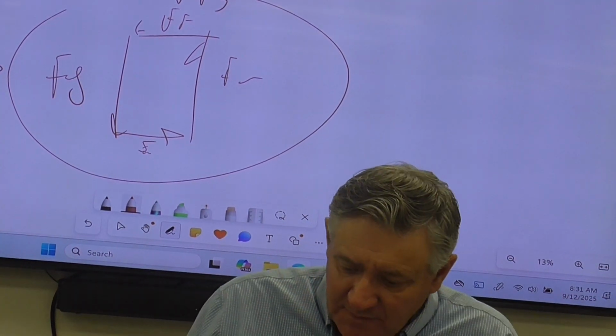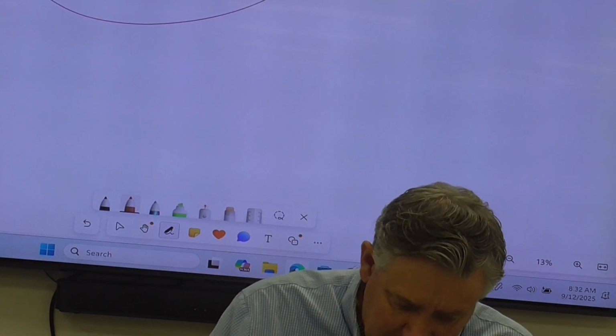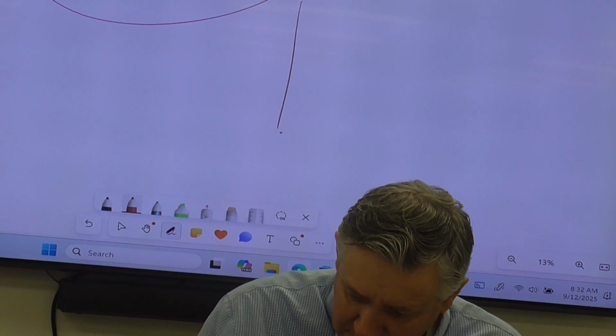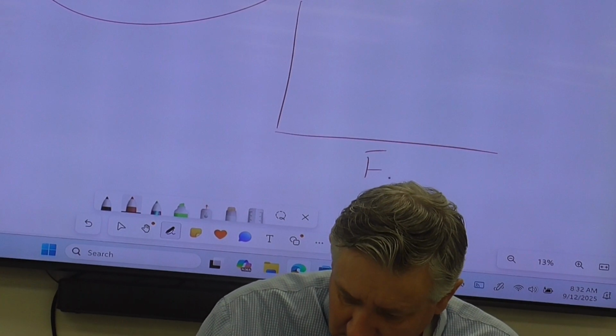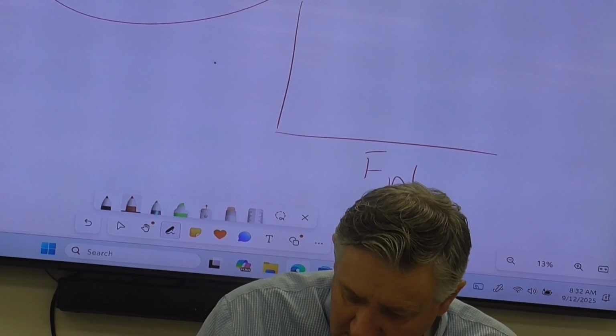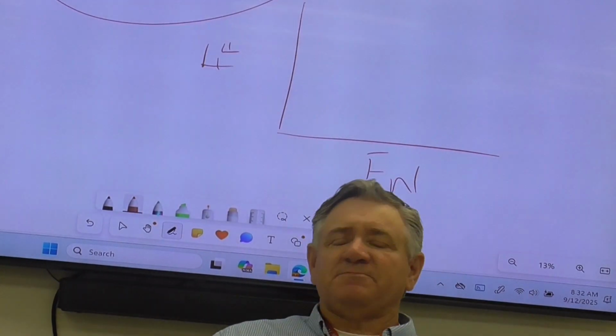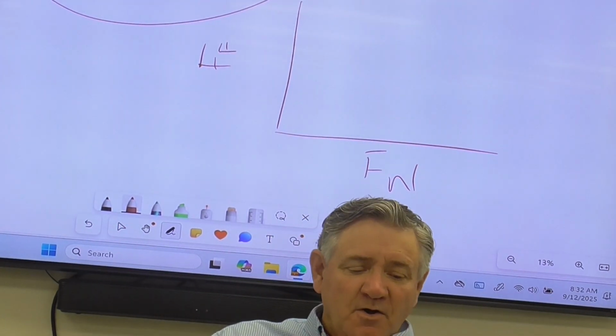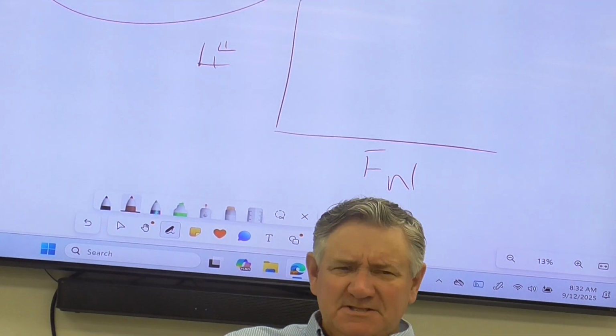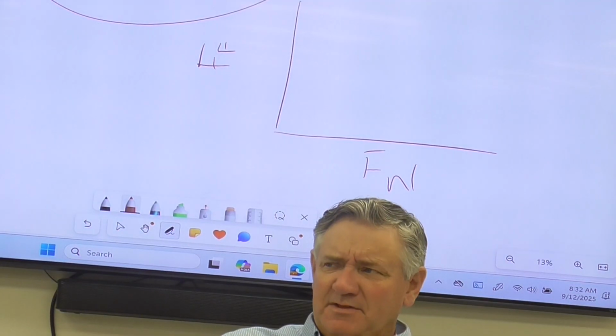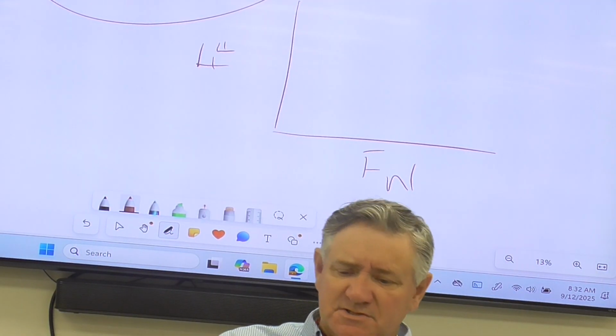So here's the third thing you're going to do. You're going to draw a line, and you're going to plot force normal on the x-axis and force friction on the y-axis. But you're going, oh, Mr. Burkamp, we don't have force friction. Yes, you do. You have the applied force. By having the applied force, you're going to have the force friction.